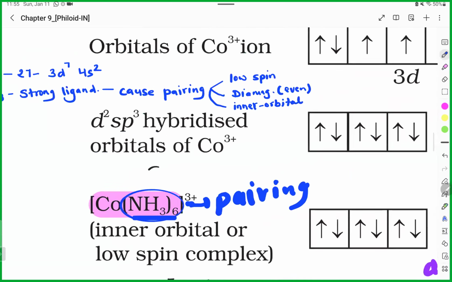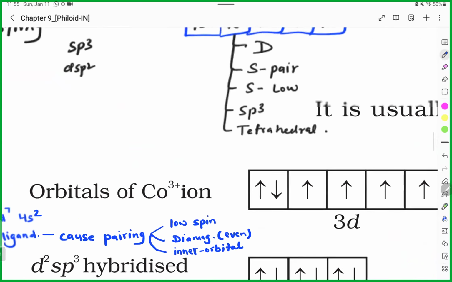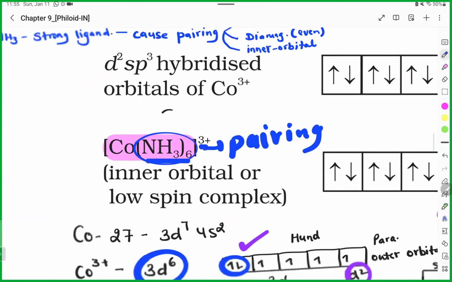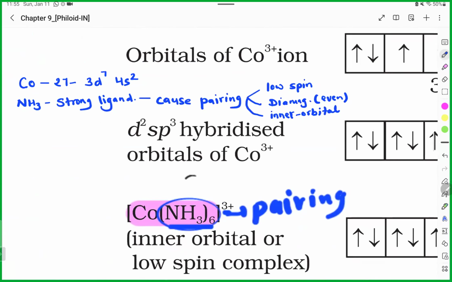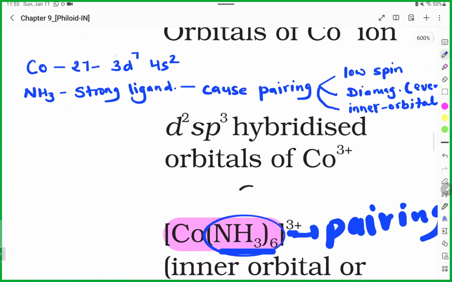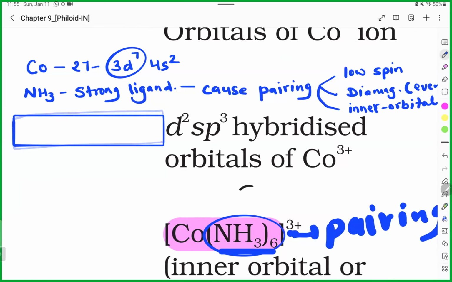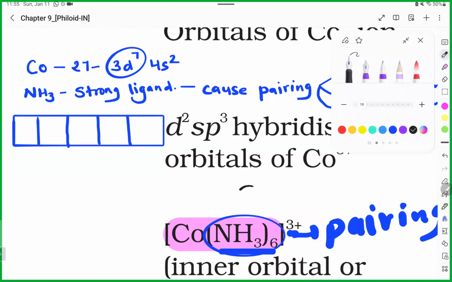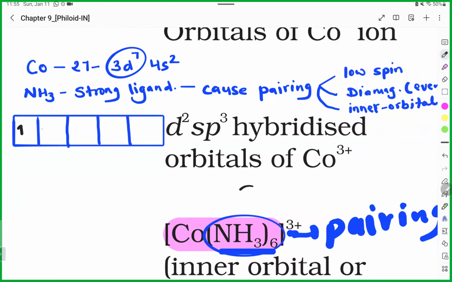Example, in a normal situation, d has 7 electrons. So let's see, these are the 5 orbitals. One, two, three, four, five. And there are a total of 7 electrons. First, you do half filling, and then you will add 2 electrons. Total 7 electrons are done.